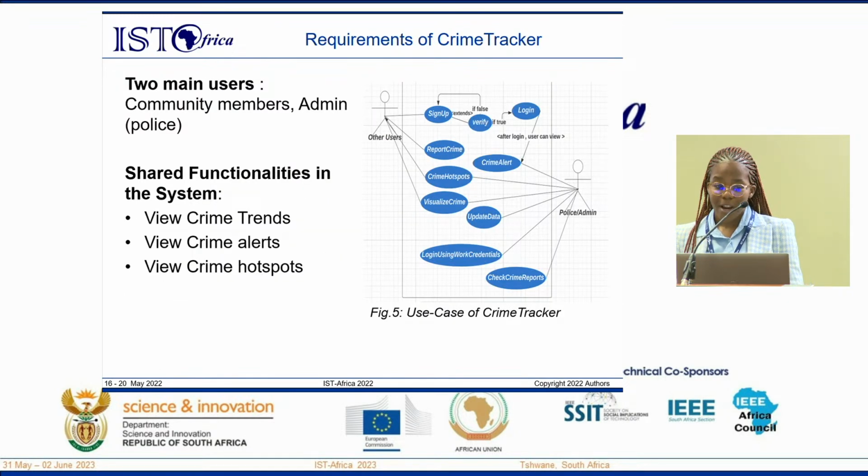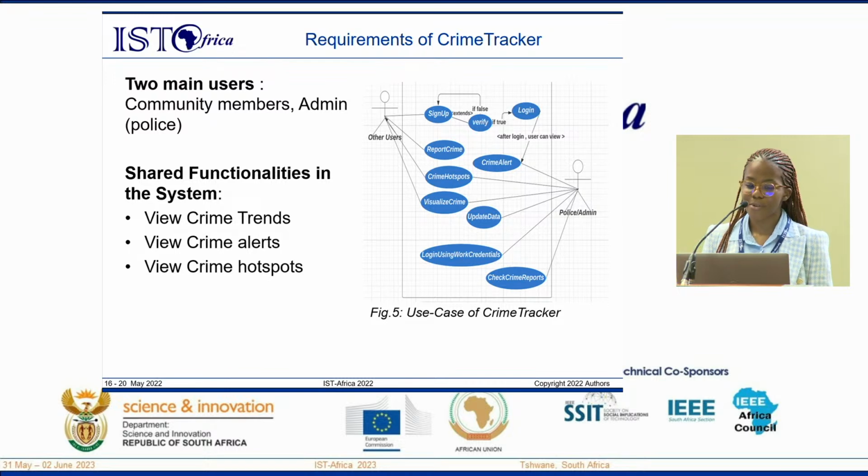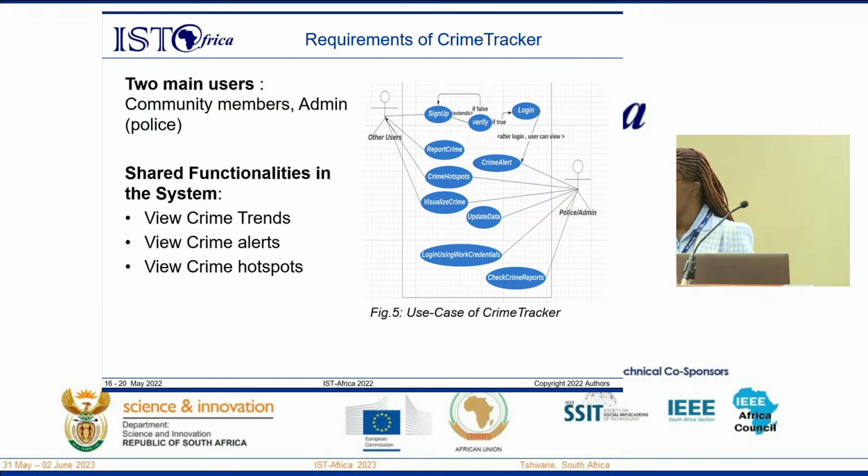And now let's go to the crime tracker system. The crime tracker system is the crime system which we will be developing. This crime system will have two main users, which are the community members and the admin. The administrator can be the police forum and the security companies, and the other members can be your tourist, can be you, and can be all the other users who have no administration rights.